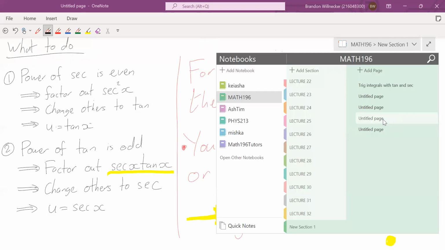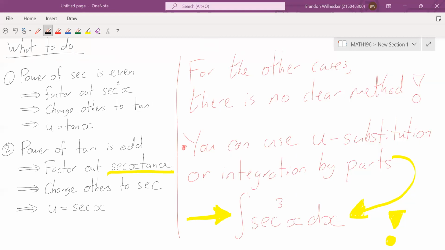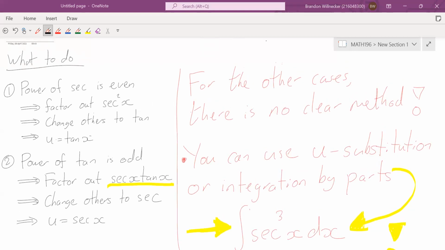So let's go back to our guide over here. The first case is when sec is even, so we don't look at that. The second case is when tan is odd. That's what we have. So this says, factor out sec x tan x, change everything else to sec, and then use the U substitution, U equals sec x. Okay, so let's do that.